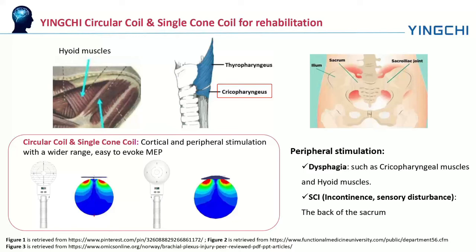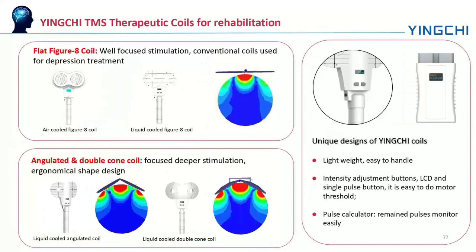As for the conventional therapeutic coils, many studies and many doctors will choose the flat figure-of-8 coil because it is well focused, and it is also the conventional coil used for depression treatment. And the angulated figure-of-8 coil and the double cone coil can deliver deeper stimulation, and they also have an ergonomic shape design.